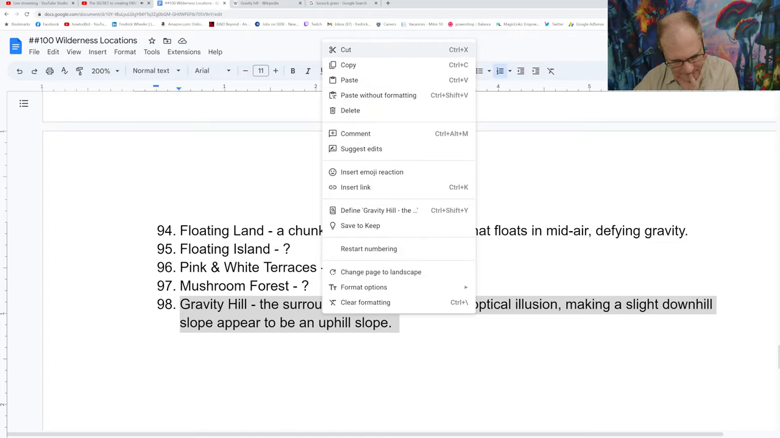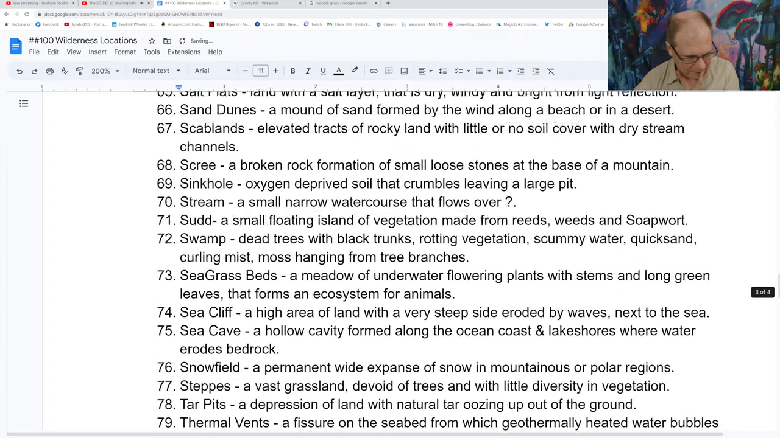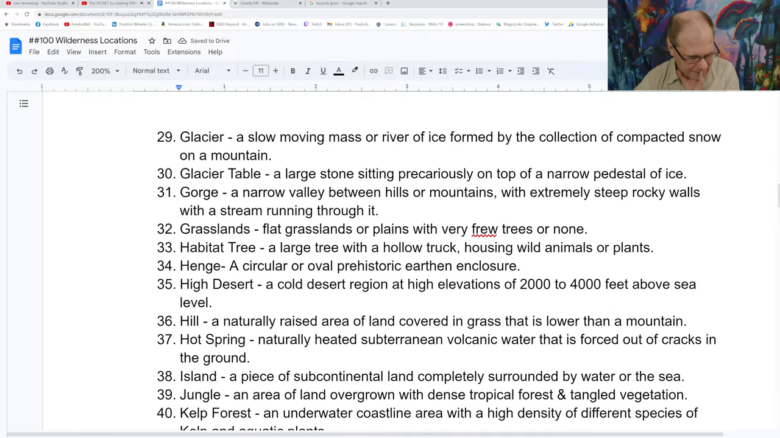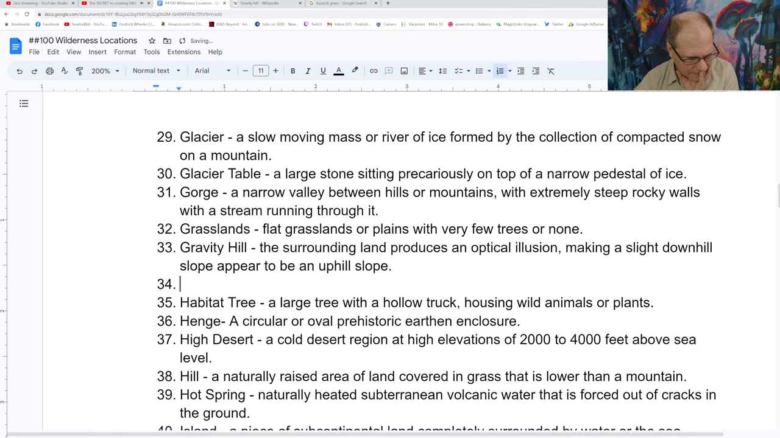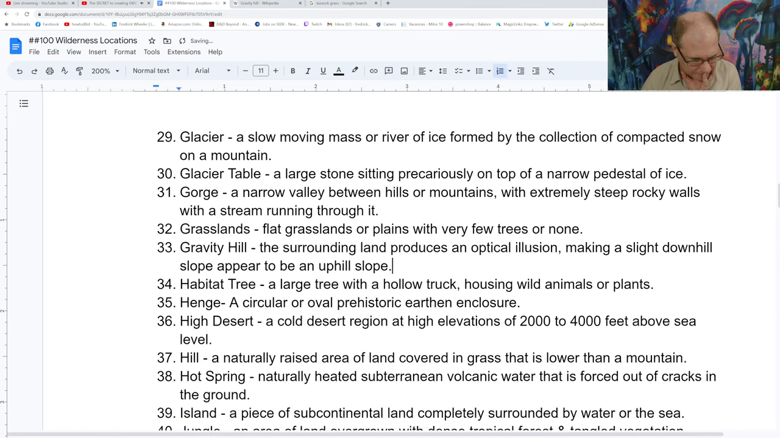And I'll cut this, and we'll put it into G for gravity. G, gravity, grav. Right about here. Okay, gravity hill is in. Done. Or gravity spot. The glass desert idea was a really nice one.